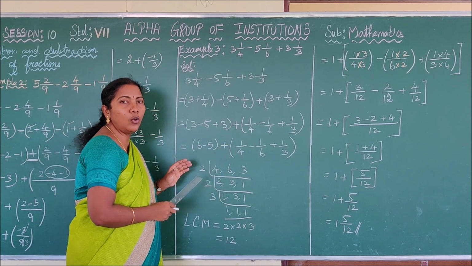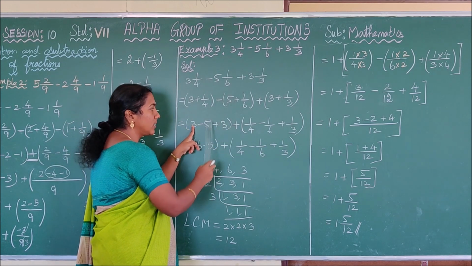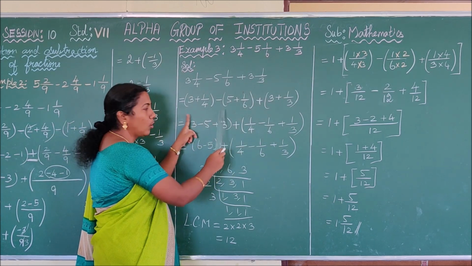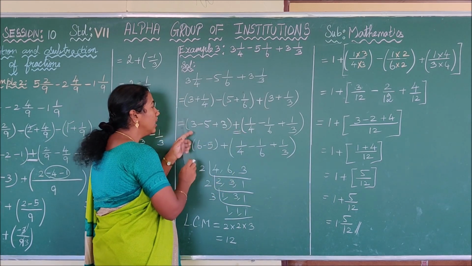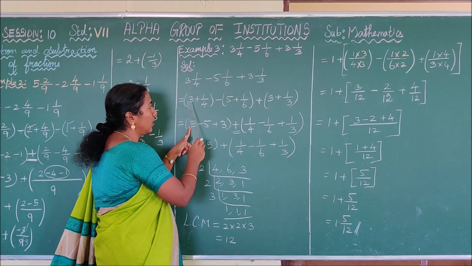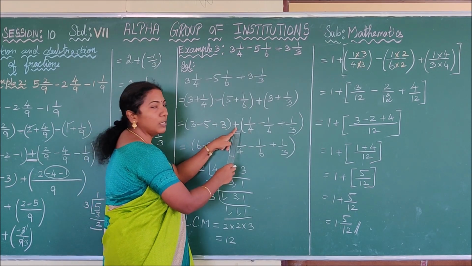While you are collecting the whole numbers, you have to include the symbols. 3 minus 5 plus 3. Close the bracket, and importantly you have to put the symbol plus here. Say, children, 3 minus 5 plus 3, close the bracket, and you have to include the symbol plus here.